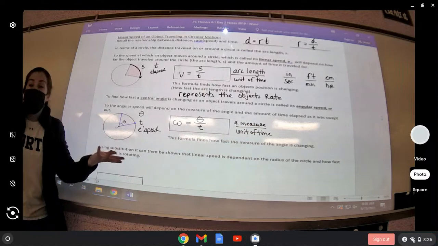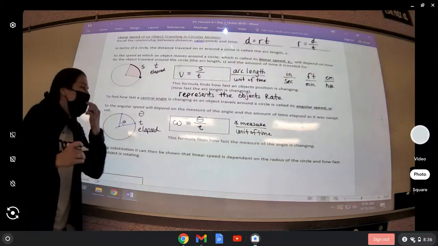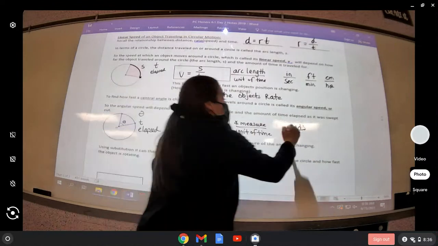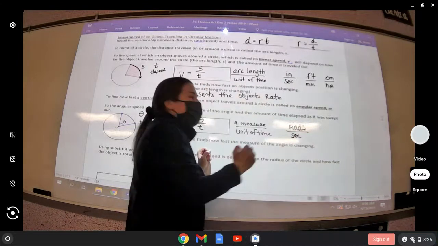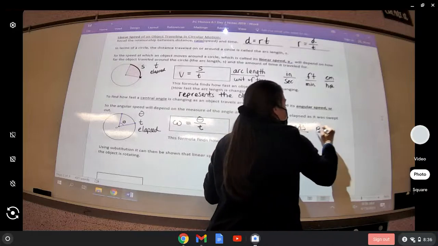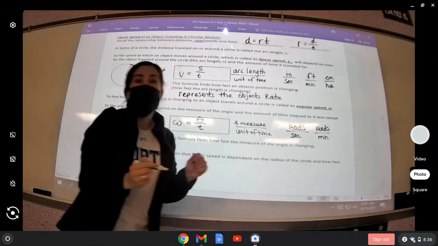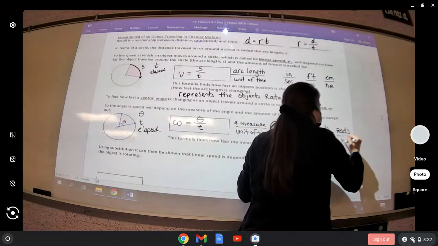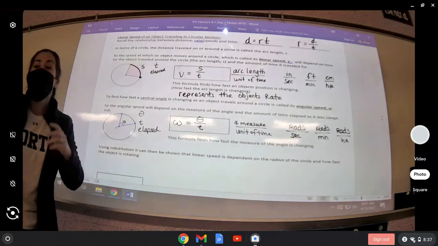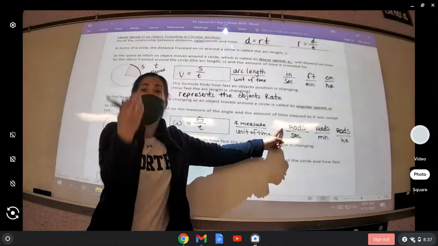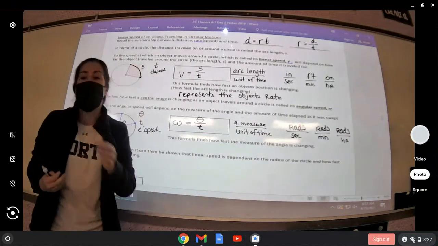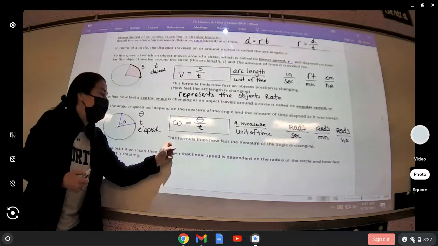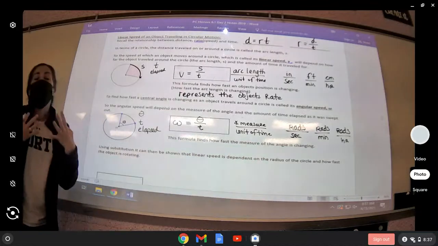So the only real way you should be measuring angular speed is radians, I'll just say rads, per second, or maybe rads per minute, or maybe rads per hour. But the important thing is, if you are going to be working with angular speed, you definitely want to be in the unit of measurement of radians over some unit of time. All right, so again, this formula finds how fast the measure of the angle is changing.